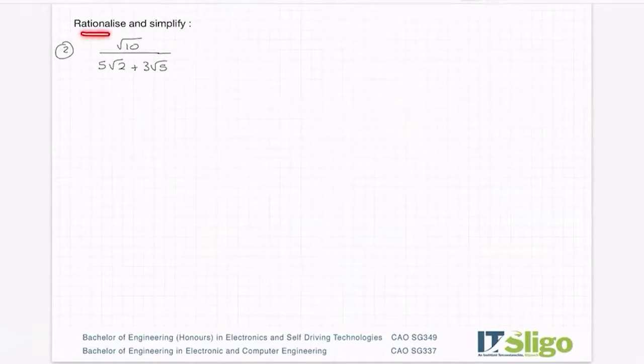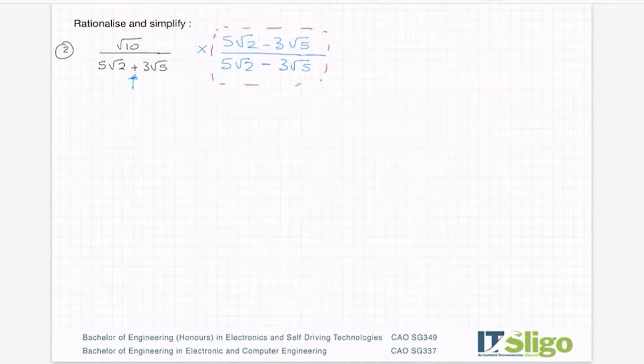To rationalize this, it's the denominator that dictates all. So you change the sign in the middle. You're going to end up multiplying this by 5 root 2 minus 3 root 5. What I do to the bottom, I must do to the top, so that you are essentially just multiplying the fraction you were given by the number 1. Anything over itself is 1.